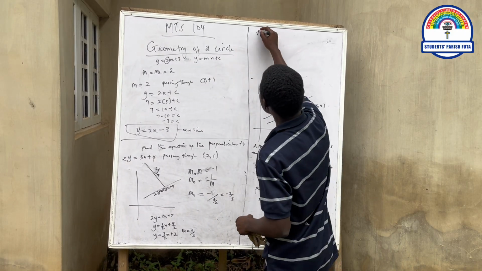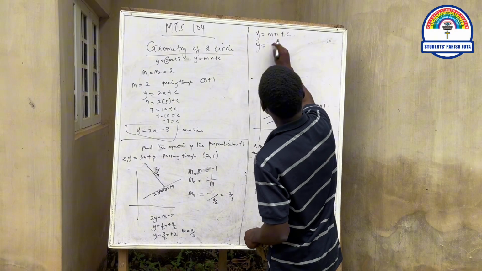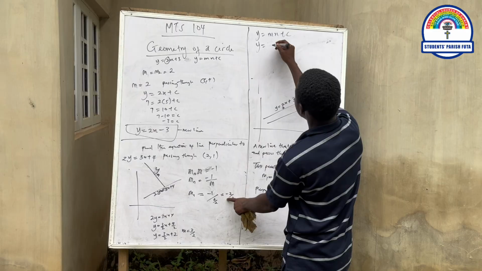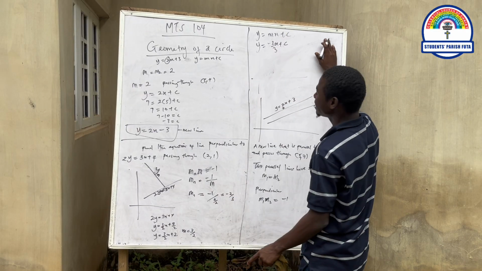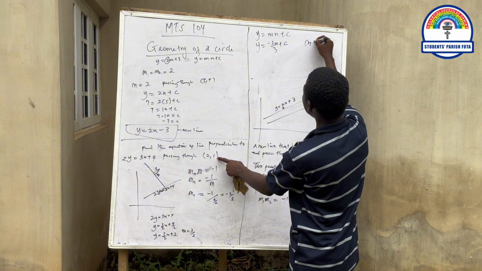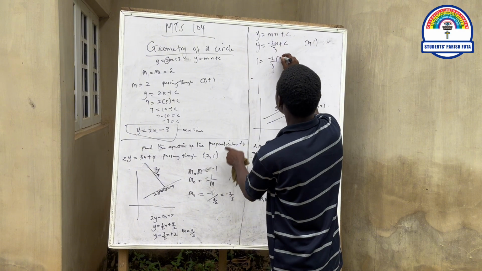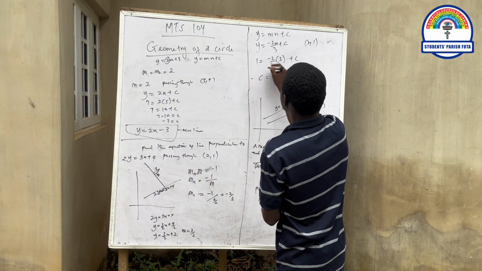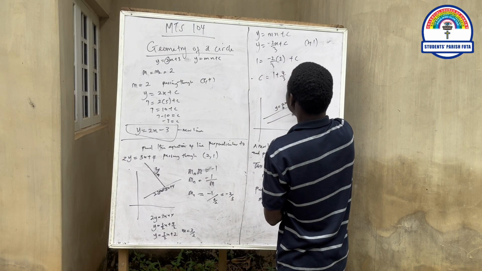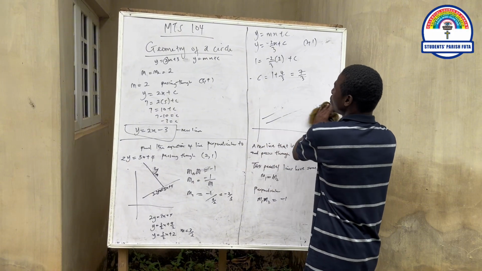So how do you get the equation of that new line? You say y equals mx plus c. y equals, what is the gradient of your new line? Minus 2 over 3 x plus c. And since it is passing through (2, 1), then you input it. 1 equals minus 2 over 3 times 2 plus c. So your c is 1 plus 4 over 3, and that is 7 over 3 by the time you find the LCM. So your c is 7 over 3.